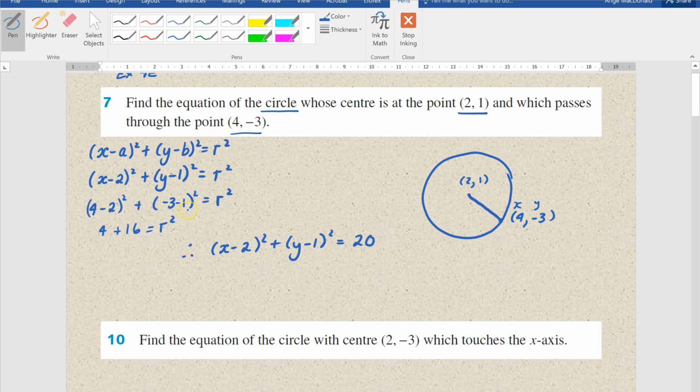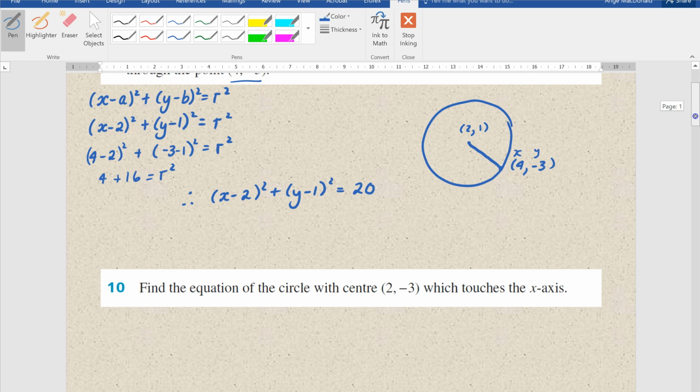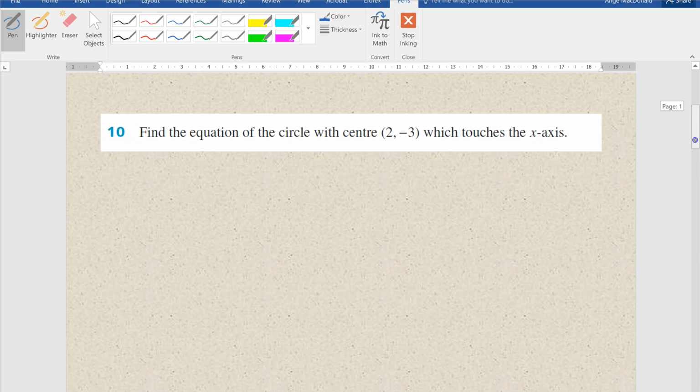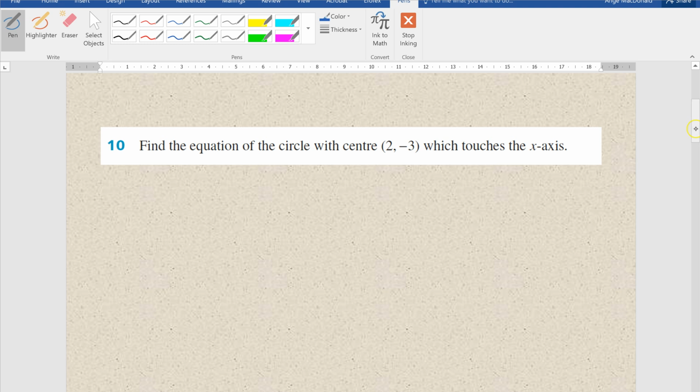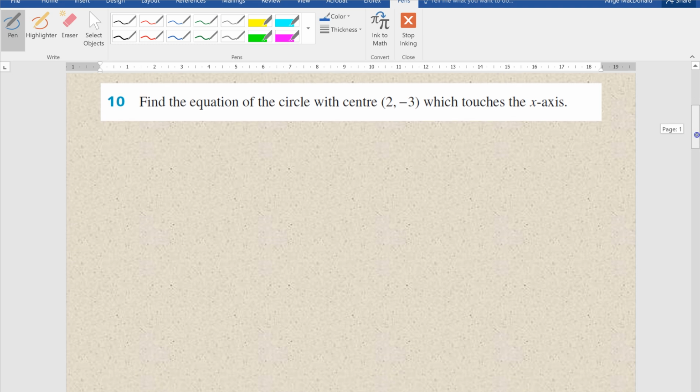If you were to actually use the distance formula, this is what you'd end up getting, right? (4 − 2)² + (−3 − 1)², and then you square root it. That would give you the radius. There's no square root here because it's r². So you end up with the same answer if you use distance, but I think you just do a little bit more work that way. Okay, hopefully you like that and you got that correct.